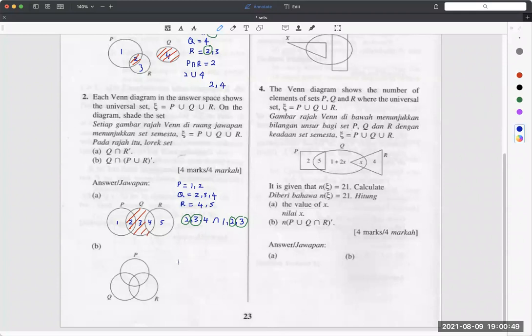Okay, let's look at B. We label 1, 2, 3, 4, 5, 6 and 7. So P is 1, 2, 3, 4. Q is 2, 3, 5, 6. R is 3, 4, 6, 7. Okay, so let's look at the question.